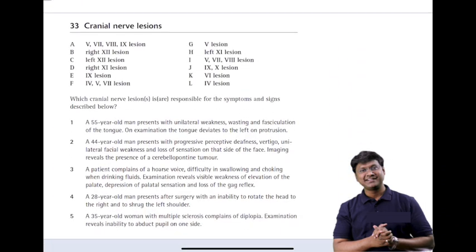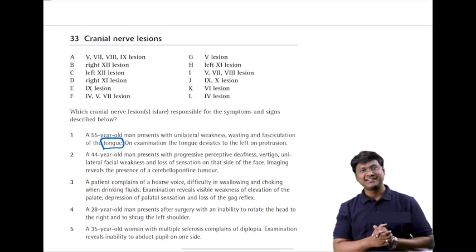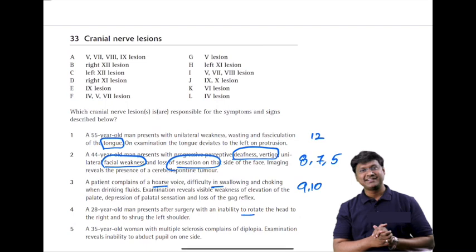So to summarize all the clinical scenarios, the first clinical scenario was related to the tongue, so the 12th cranial nerve is gone. The second clinical scenario was related to deafness as well as vertigo, that is the 8th nerve; facial weakness, that is your 7th nerve; sensory loss on the face, that is the 5th nerve. So 5, 7, 8 lost. Then hoarseness of voice and difficulty in swallowing, 9th and 10th nerve lost. Inability to rotate the head as well as shrug the shoulders, that is your 11th nerve, and that too on the left side. And inability to abduct the pupil to one side, so here the 6th nerve is lost. So this is a quick summary of the cranial nerve lesions.